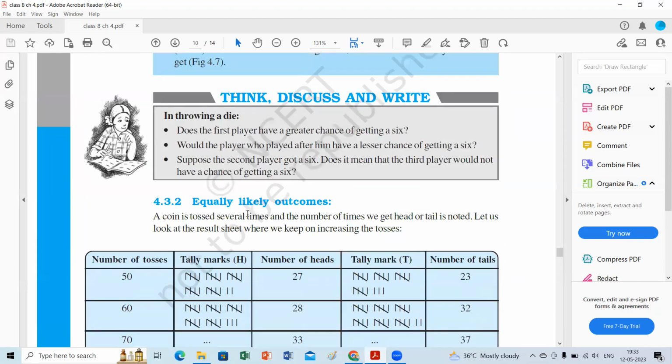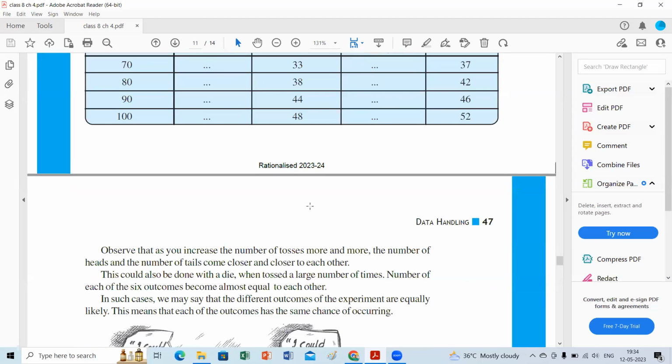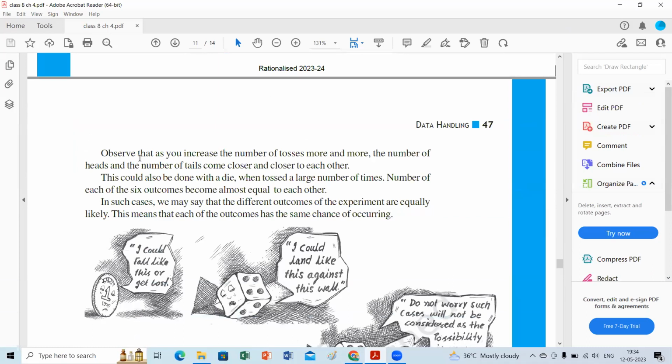That's why they use the word equally likely outcome. It's not exact. Observe that as the number of tosses increases more and more, the number of heads and tails comes closer and closer to each other. This could also be done with a die. When a die is tossed a large number of times, the number of each of the 6 outcomes becomes almost equal to each other. In such cases, we may say that different outcomes of the experiment are equally likely.